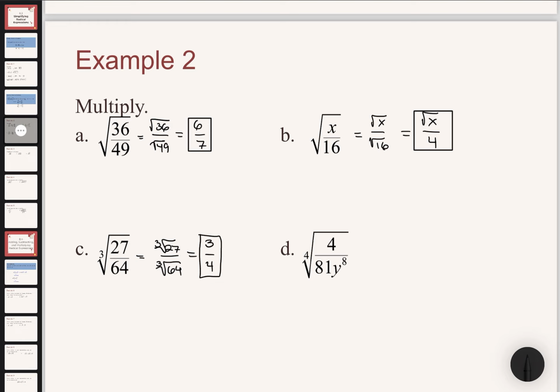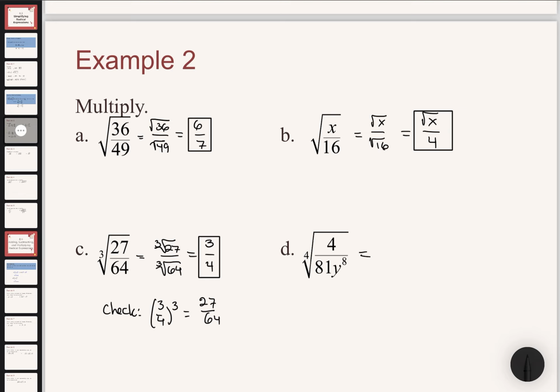And again, you can always check by doing the reverse process, right? If we were taking the cube root of 27 over 64, then I could cube 3 over 4 like this and make sure that I'm getting 27 over 64. So this is just your little check if you ever want to make sure you're doing the right thing.